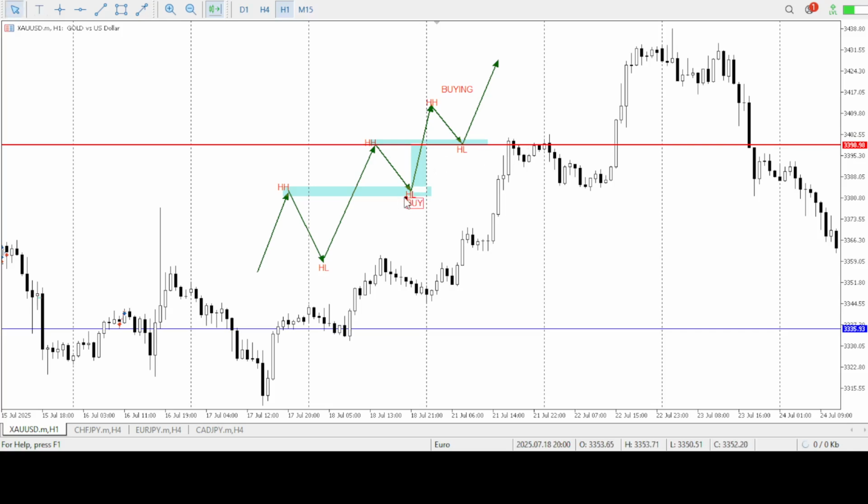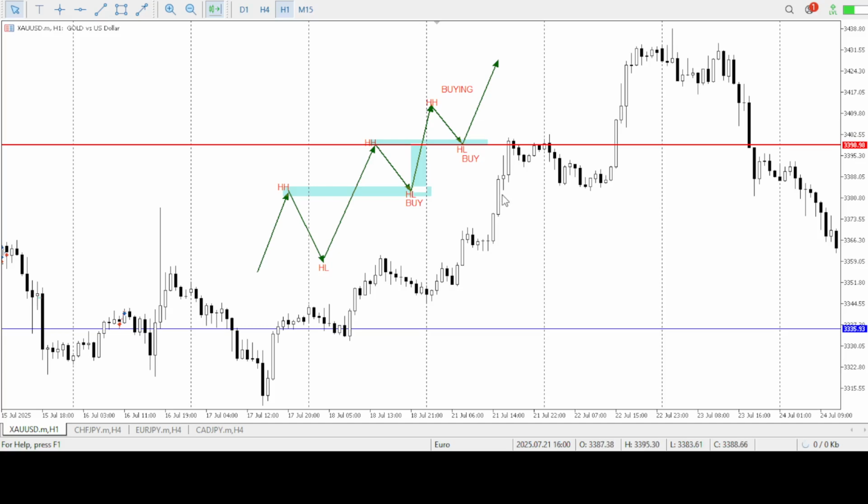Okay, here we're going to take a buy at a higher low point. Again, another higher low point is here. We're going to buy. Most of the time you need to buy at the higher low. That is all about market structure and bullish trend.